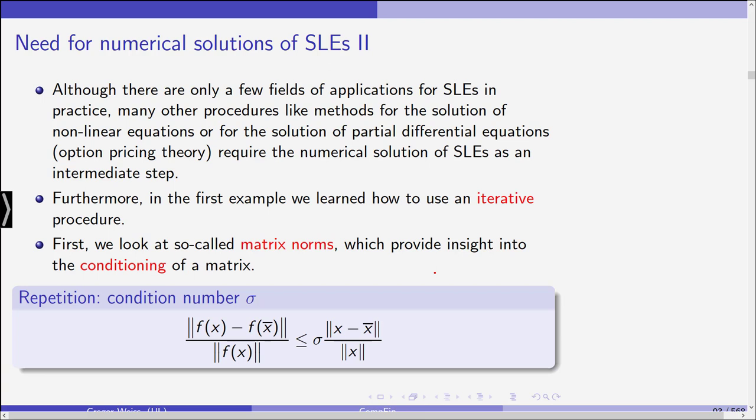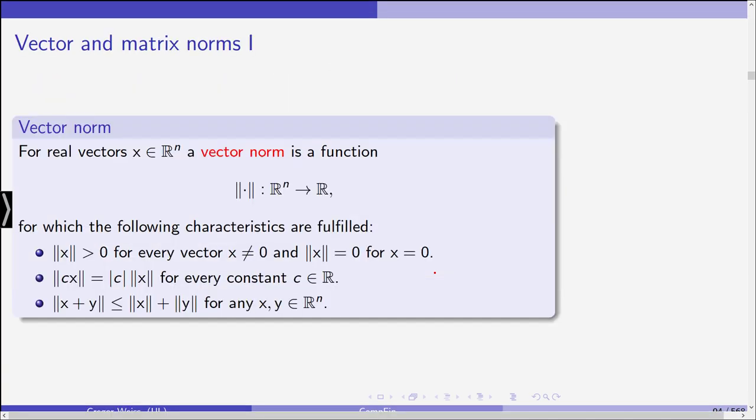x minus x bar with a norm, for example, in absolute values, this is the absolute error in your input data. And if you now divide it by x again, you get the relative input data error. So what this means is the condition number of this problem for f, it means that a small error in your input data is amplified in this mathematical problem. And we want to calculate the condition number. We need this, but we need this for a matrix. This is for a function, this is for a real number x, but we need this for a matrix. So we have to define matrix norms.